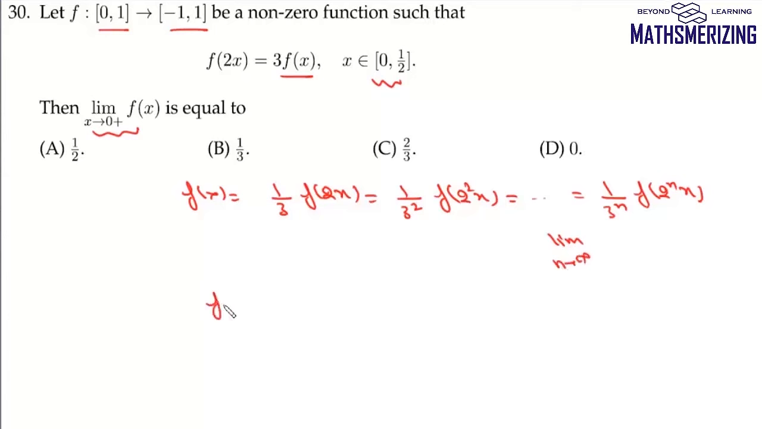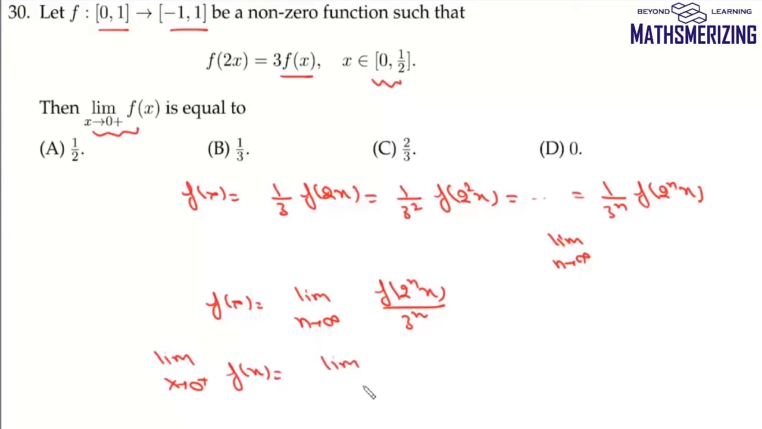So we can write this function f(x) as this limit n tends to infinity f(2 to the power n into x) upon 3 to the power n. Now we need to find this limit x tends to 0 positive f(x), and it will be equal to this limit x tends to 0 positive, limit n tends to infinity f(2 to the power n x) upon 3 to the power n. Now the range of this function is from minus 1 to 1.